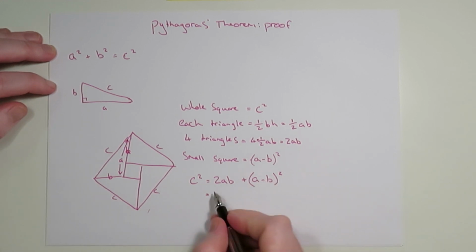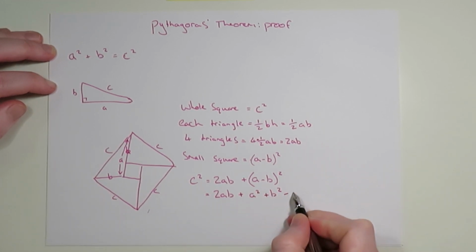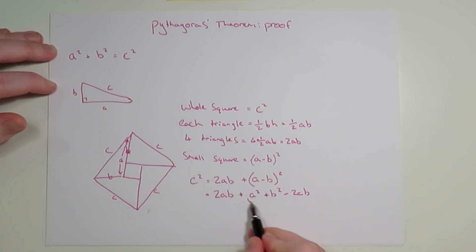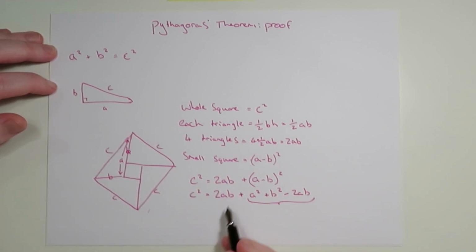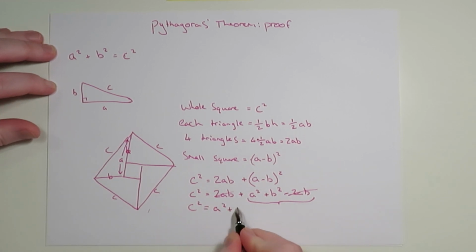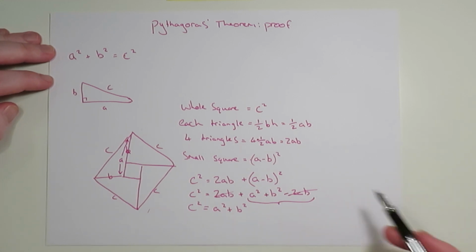So now we need to expand this bracket out, which is 2ab plus a squared plus b squared minus 2ab. So this bracket multiplied out gives us that part. 2ab minus 2ab all cancels, and we are simply left with Pythagoras' theorem. a squared plus b squared is equal to c squared. And that there I think is a very straightforward proof. I don't think anything there is too complicated. But yeah, feel free to go over that a couple of times if you need to, just to convince yourself that that is true.